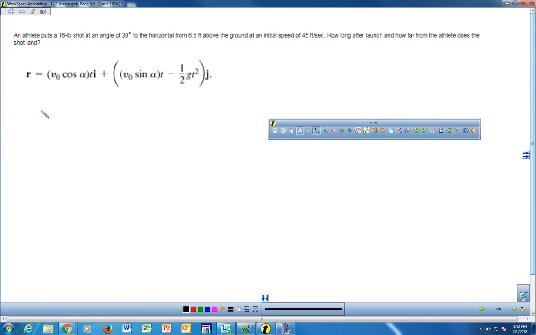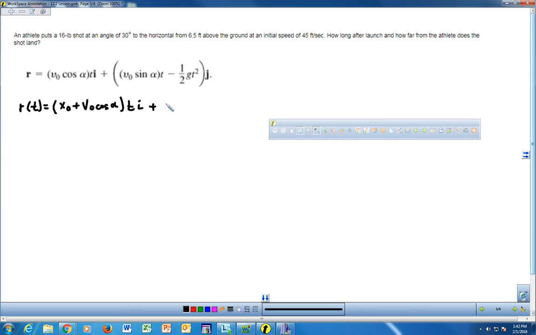So I have a different formula for you, just a little modification of the position formula, which would be for the x component, if it is not starting from the origin, then we're going to say it's starting from some x of 0 value plus my initial velocity times cosine of alpha times t.